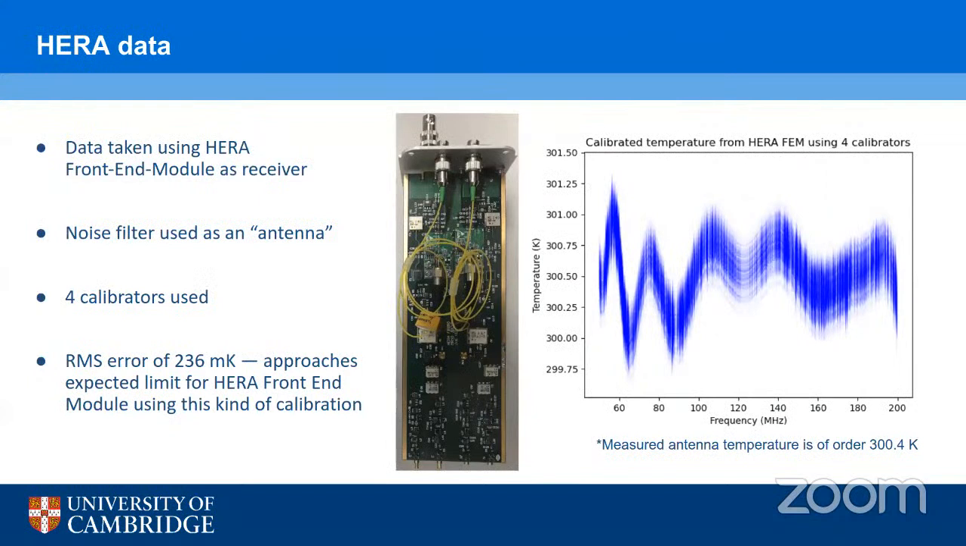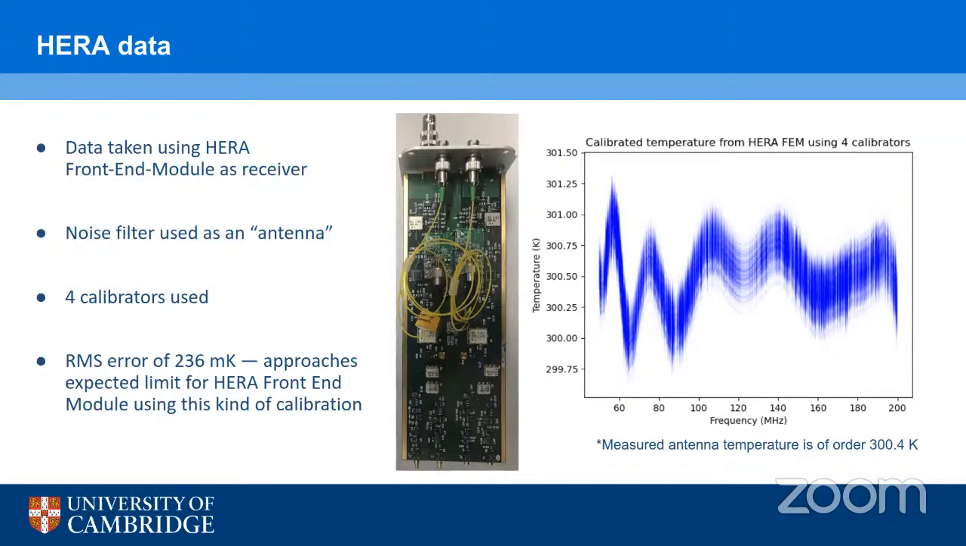During the building of our REACH receiver, we have tested this pipeline on a HERA front-end module using 4 calibrators and using a noise filter as an antenna. The measured temperature of the antenna is 304 Kelvin, and our calibration pipeline achieves a solution with an RMS error of 236 millikelvin from the measured temperature, which approaches the expected limit for a HERA front-end module using this kind of calibration, based on the kind of components used in this instrument and the gain blocks in there as well.